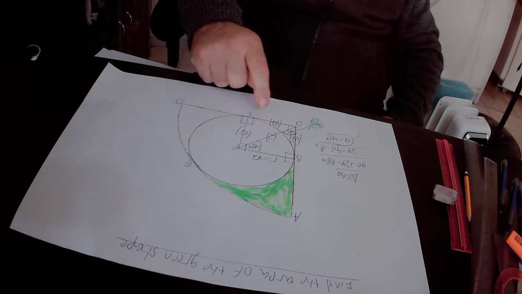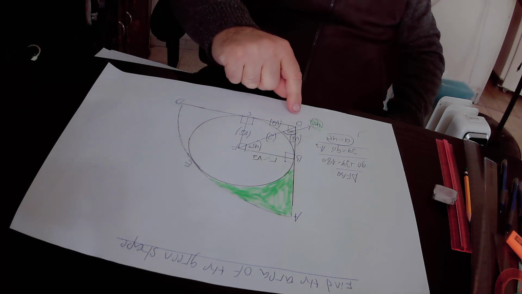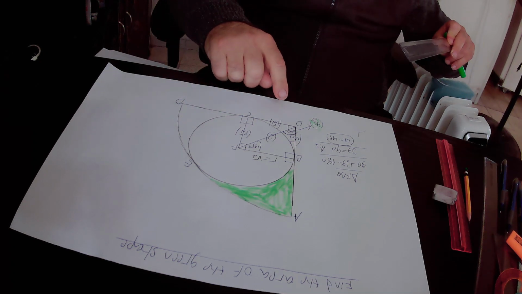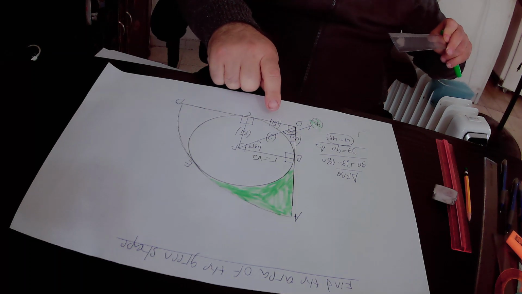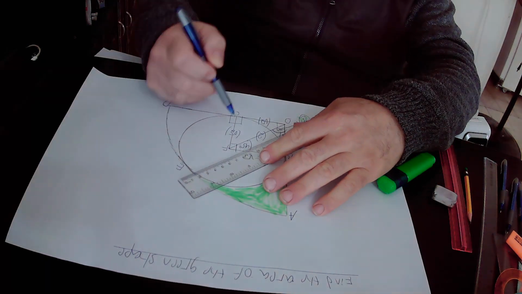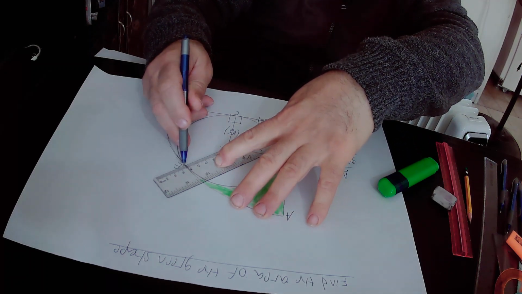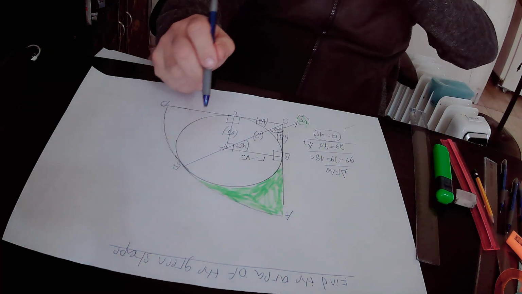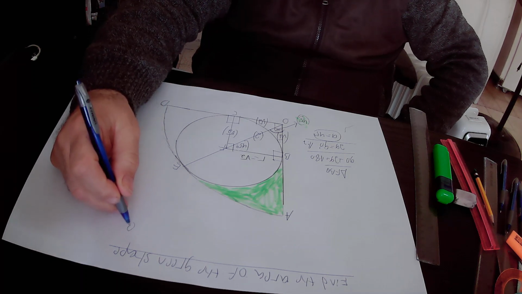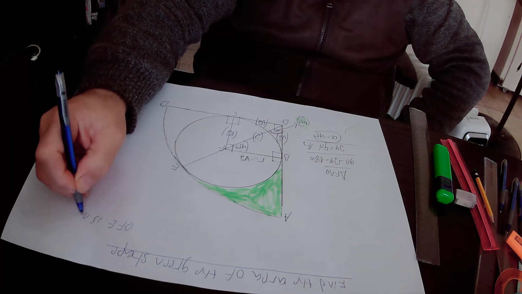According to rule 9, the straight line OF must pass through point E, or OFE is one straight line. Again, OFE is one straight line. So we will extend the straight line OF until it touches point E. So I write here that OFE is one straight line. Line segment OFE is one straight line.